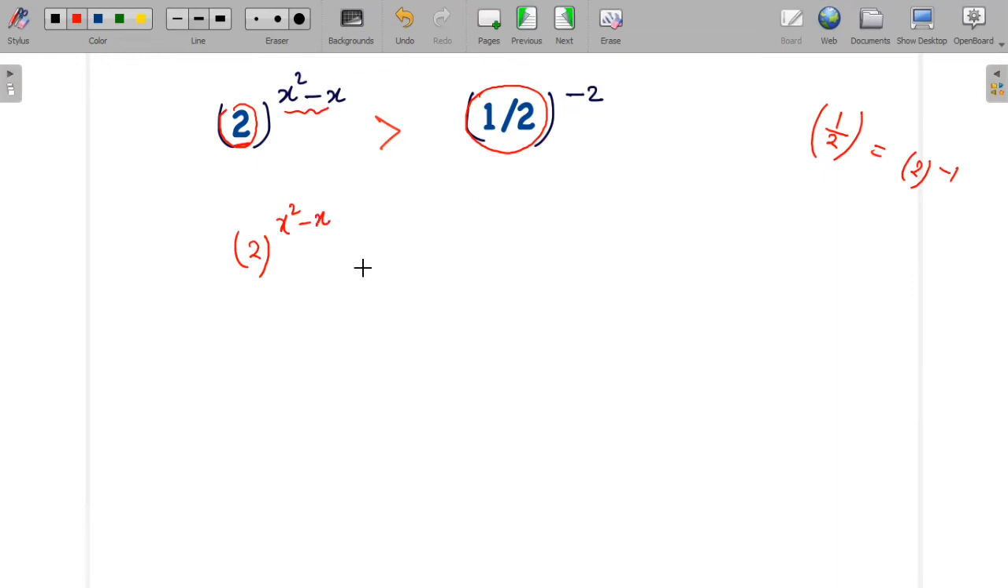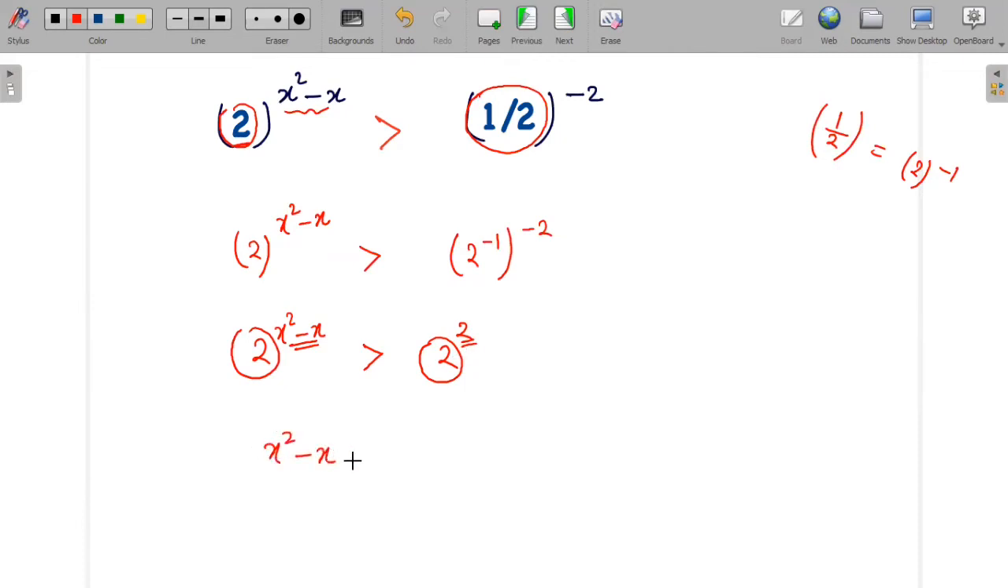So I'm writing 1 upon 2 as 2 to the power negative 1, whole to the power negative 2. Now the left hand side will remain the same, while the right hand side is equal to 2 to the power 2. Now remember the base there is greater than 1, and you need to check for what input it occurs. So there we have x square minus x should be greater than 2, correct?